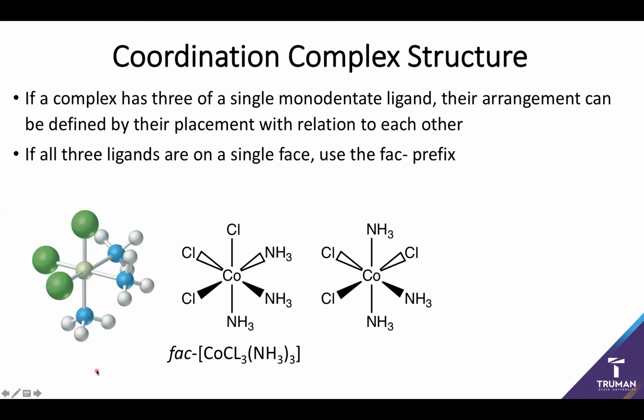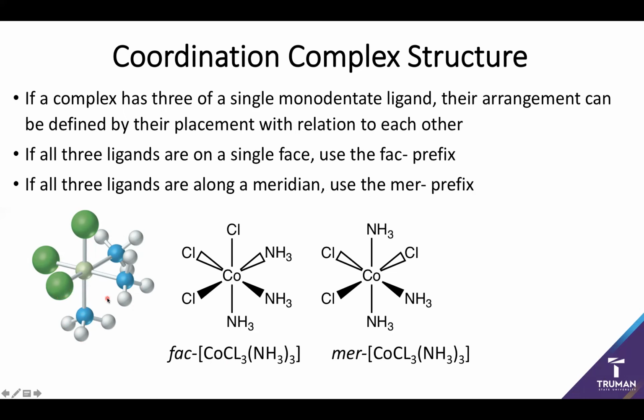However, this isn't the other potential arrangement. You could imagine moving this chlorine over to the other side. In this case, we have the mer arrangement. So I move this chlorine over here, and all three chlorines are along a meridian, so a single plane. Think about things like the prime meridian, the line that cuts through the whole Earth along a single plane. So we have the amines all along one plane and the chlorines all along the other.